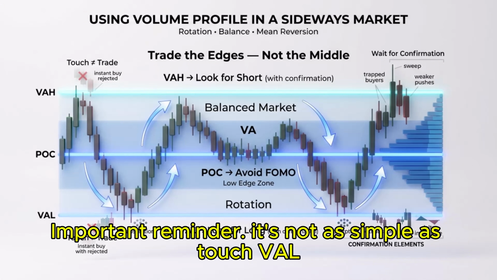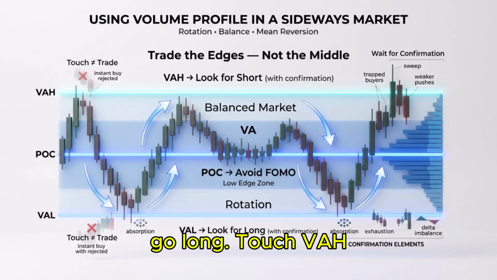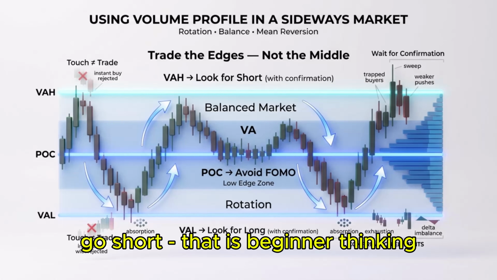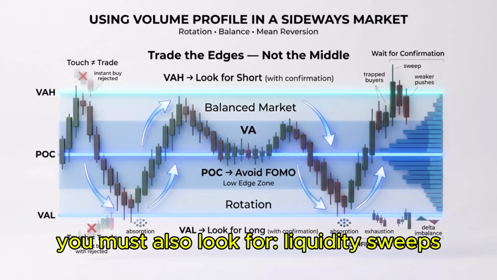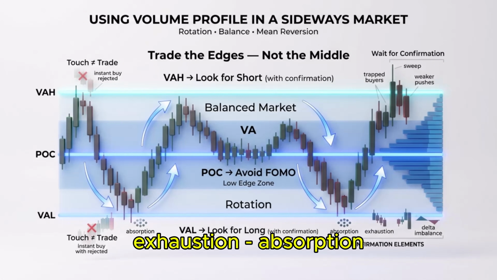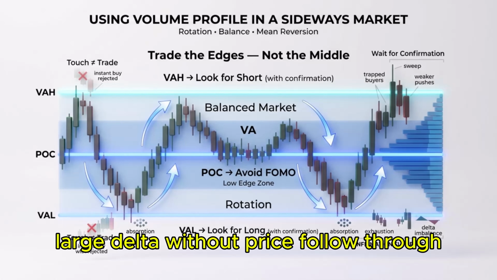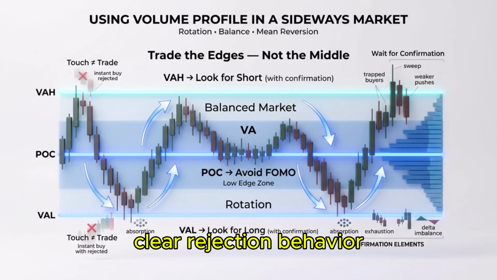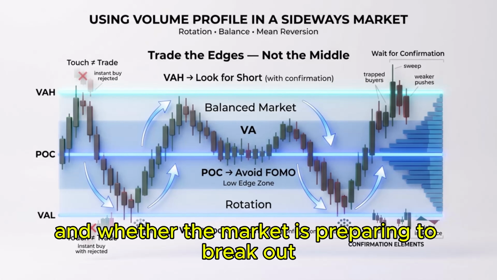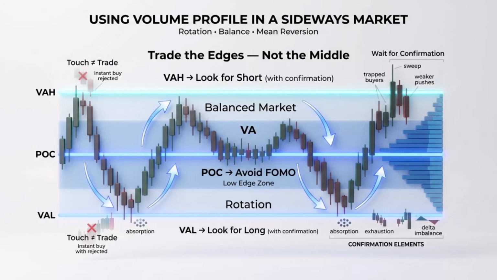Important reminder: it's not as simple as touch VAL, go long; touch VAH, go short. That is beginner thinking. You must also look for liquidity sweeps, exhaustion, absorption, large delta without price follow-through, clear rejection behavior, and whether the market is preparing to break out.